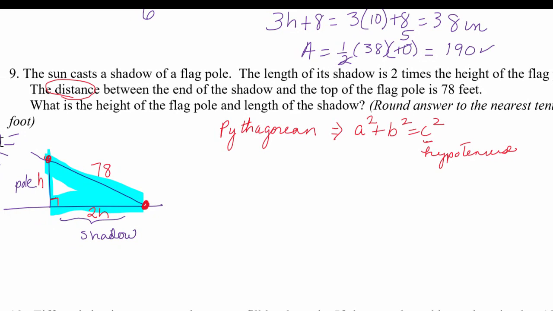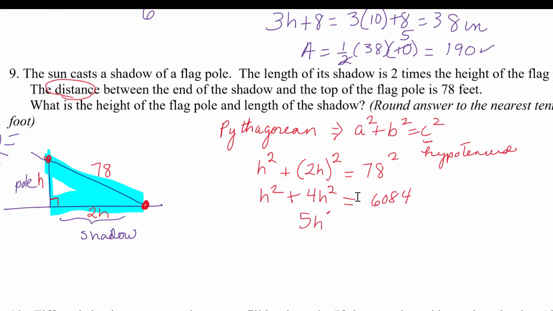So we're going to substitute. h squared plus, now this 2h needs to come in parentheses because we have to square that, equals 78 squared. Okay, so let's go ahead and square here. So we have h squared plus, squaring 2h is 4h squared, equals 78 squared, 6,084. I used the calculator. And then here you have like terms on the left. So this is 5h squared. 5h squared equals 6,084.